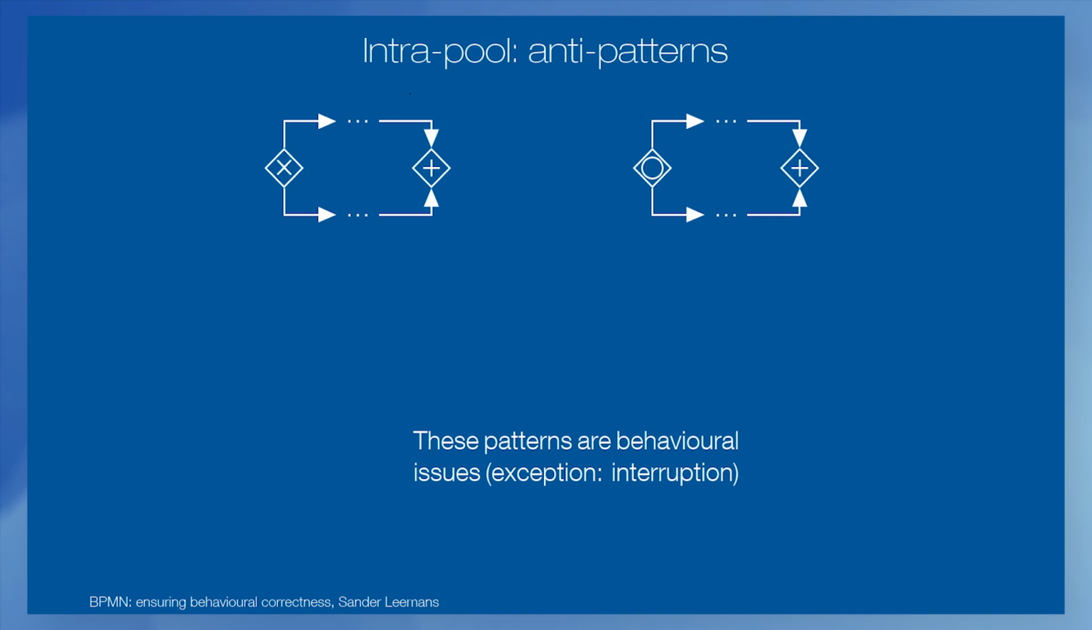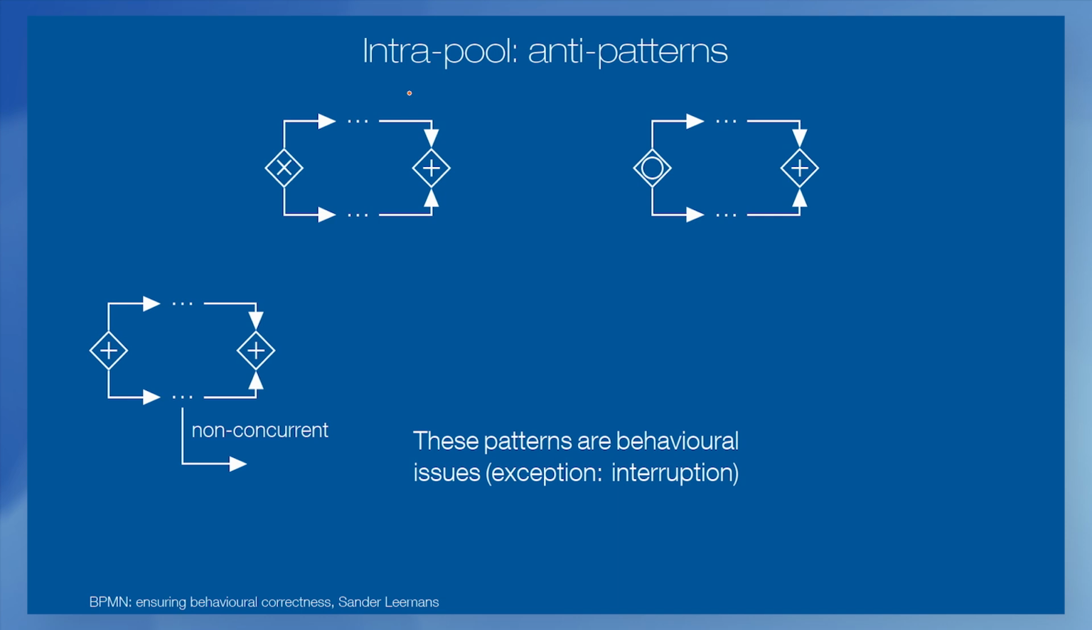The OR split might, based on the data conditions, behave exactly like the XOR, because it is possible that the OR will produce a token only on one of the two outgoing branches. Again, the parallel join needs tokens on both of its incoming branches. Hence, this is an anti-pattern, and unless the data saves you here, it is a deadlock.